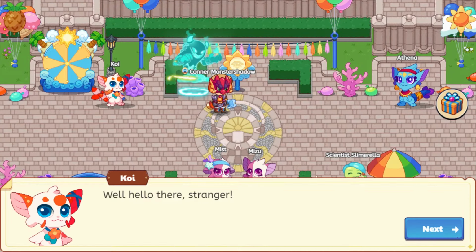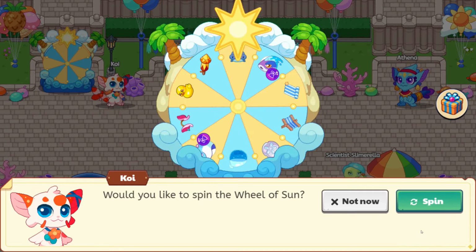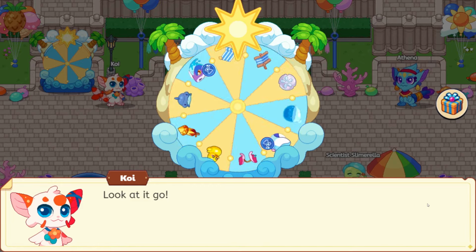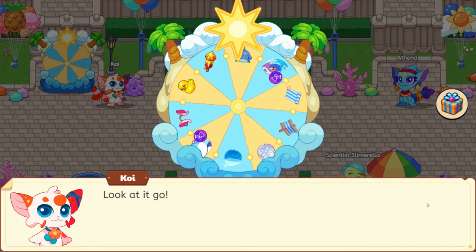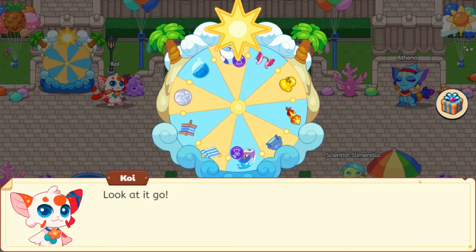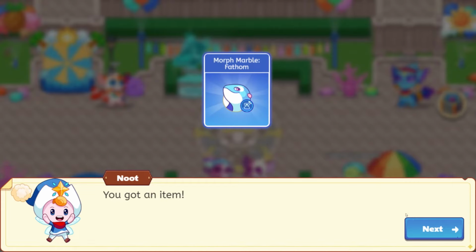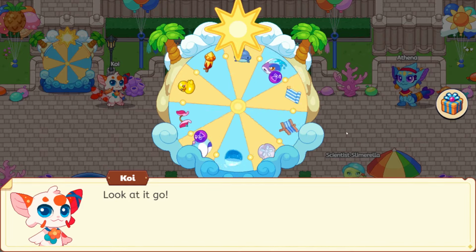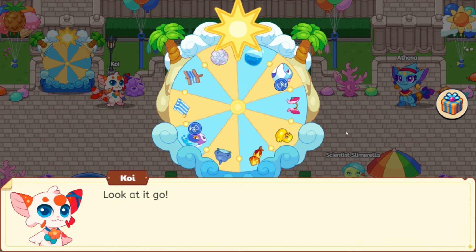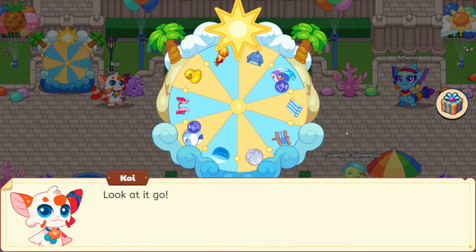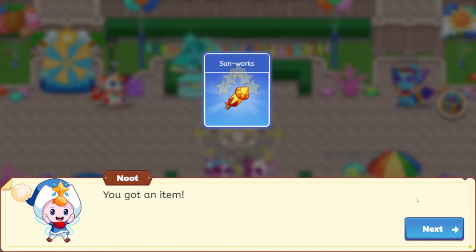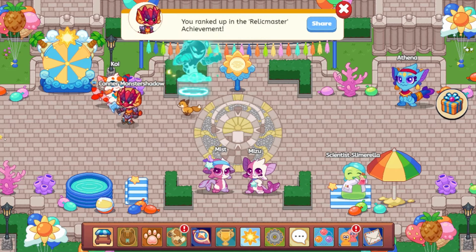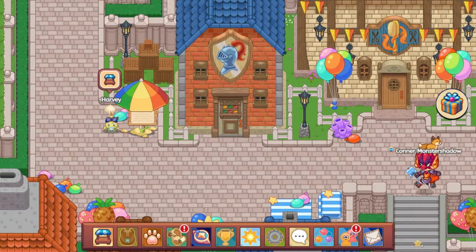All right, let's go ahead and spin our wheel. And hopefully we'll get some sand dollars, and then we'll see the strongest armor we can pick up here. We have quite a few though. We got the Morph Marble Fathom. All right, let's spin again. And Sharky, we're getting Sunworks. All right, not now. See you later. And so we spun with Koi. Let's go ahead and see if we can pick up an apple pot here.